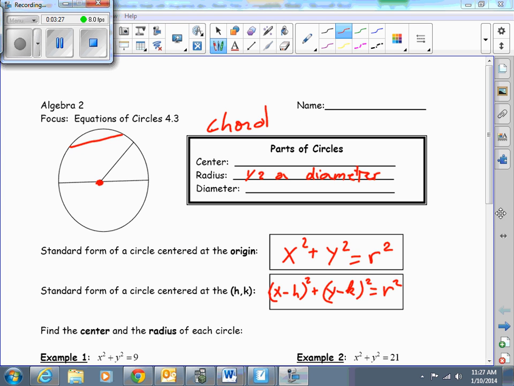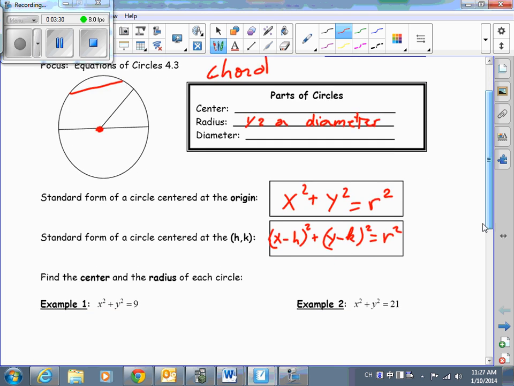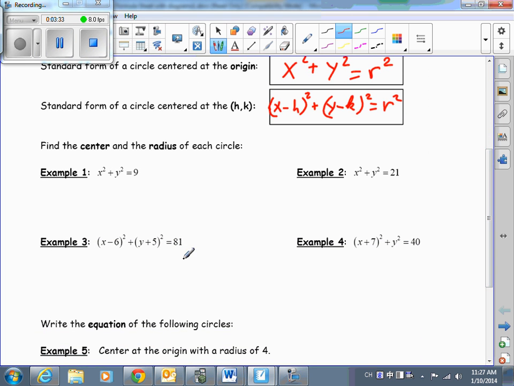Let's look at the first example. Here we're trying to find the center and radius of each circle. Let's start with Jacob. What's the center of this? Jacob, what is the center? Who knows it? Mariana, what's the center?